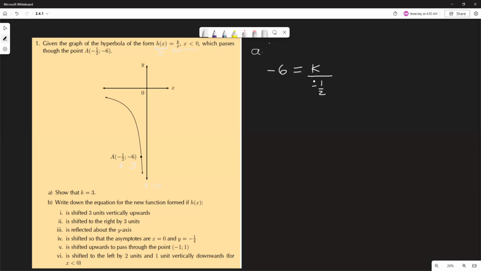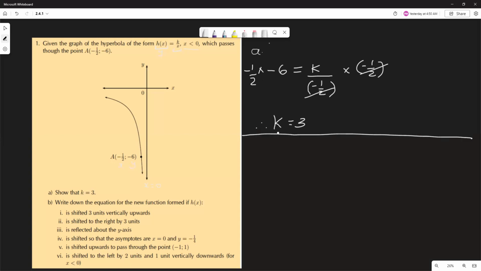Then I want to cancel the -1/2 so that k can be alone on this side of the equation. So I'm going to multiply both sides by -1/2. This one will cancel with that one, therefore on that side I'm left with k. On this side, negative and negative will cancel each other, and -6 over -2 is 3. And then you are done with the first question.